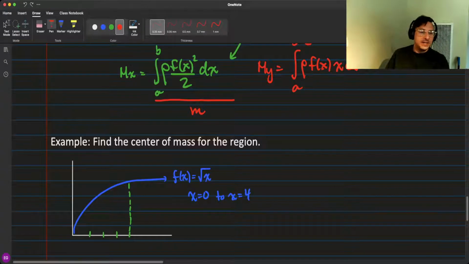Basically you're looking for the x and y coordinates of where you would put a balance so that this would balance properly. So you're going to have to calculate them separately. Let's find the x one first. So what is your x moment? We're going to need to integrate from 0 to 4.